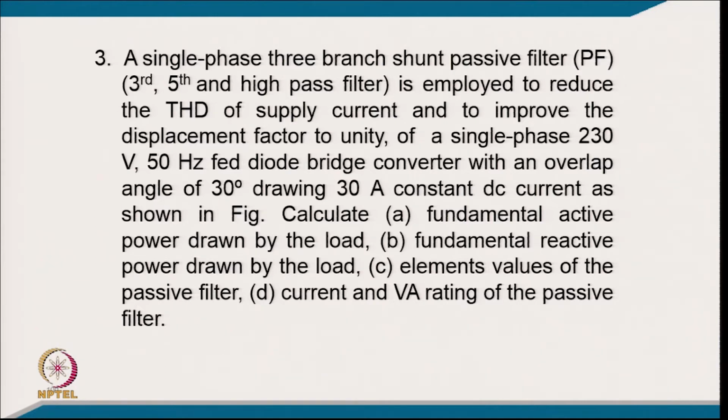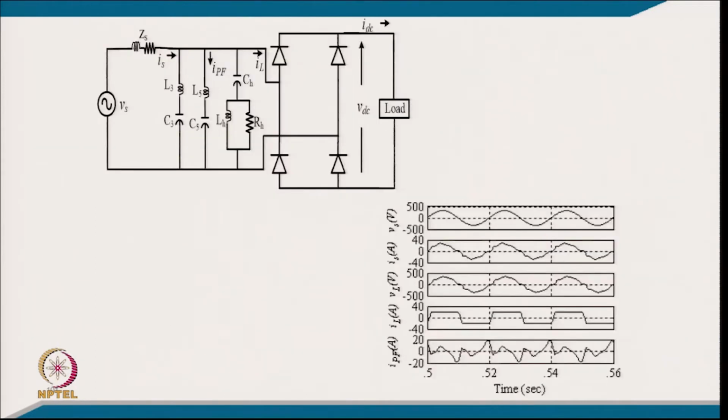Here we have the circuit of the total system. We have a diode rectifier with the load and the filter components. Putting in all the values, we are able to see the waveforms of the passive filter current, the supply current, and the rectifier or load current.